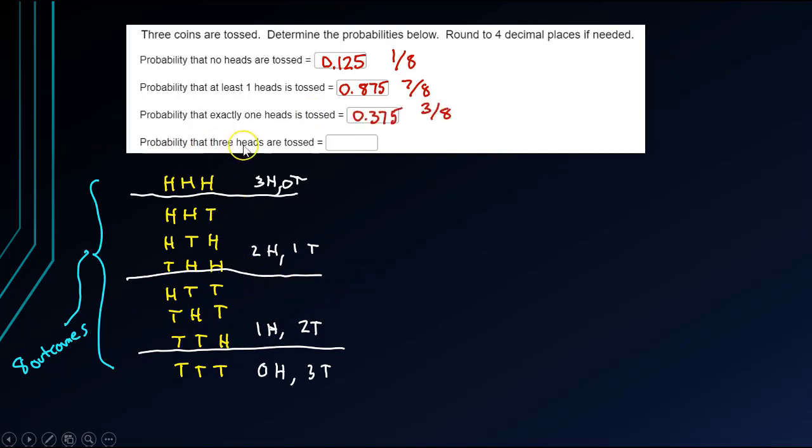The probability that 3 heads are tossed. Well, that's this case up here. It's only one case where I have, out of the 8, 3 heads. That's a 1 out of 8 again, which is 0.125.